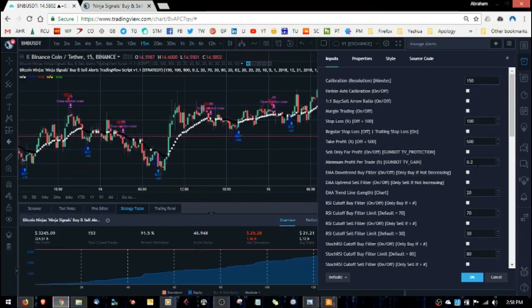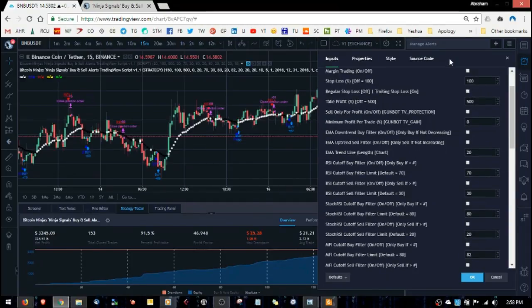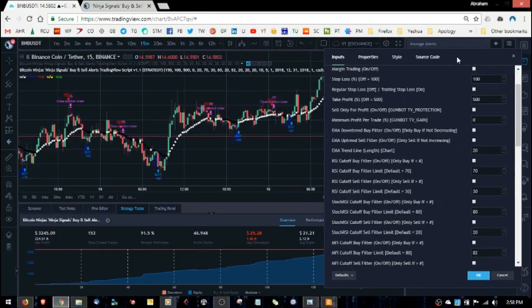The default is now inactive. I just simply set it to 0 for peace of mind, even though it's inactive. That way you just know that it's at default. And we're going to move down to our EMA downtrend buy filter and EMA uptrend sell filter.